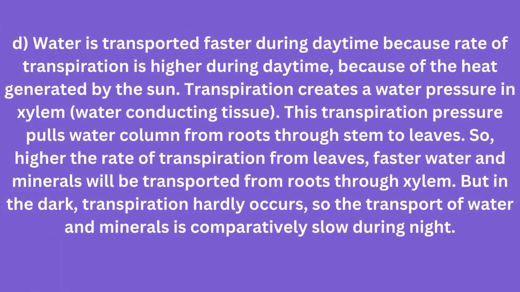D. Water is transported faster during daytime because the rate of transpiration is higher during daytime because of the heat generated by the sun. Transpiration creates a water pressure in xylem, the water-conducting tissue. This transpiration pressure pulls the water column from roots through stem to leaves. So, the higher the rate of transpiration from leaves, the faster water and minerals will be transported from roots through xylem. But in the dark, transpiration hardly occurs, so the transport of water and minerals is comparatively slow during night.